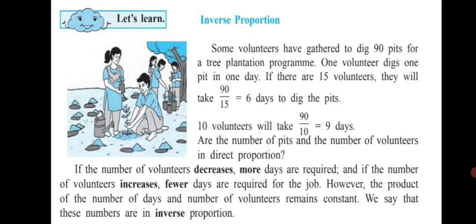So are the number of pits and number of volunteers in direct proportion? No. If the number of volunteers decreases, more days are required. And if the number of volunteers increases, fewer days are required for the job. However, the product of the number of days and number of volunteers remains constant. So we say that these numbers are in inverse proportion.